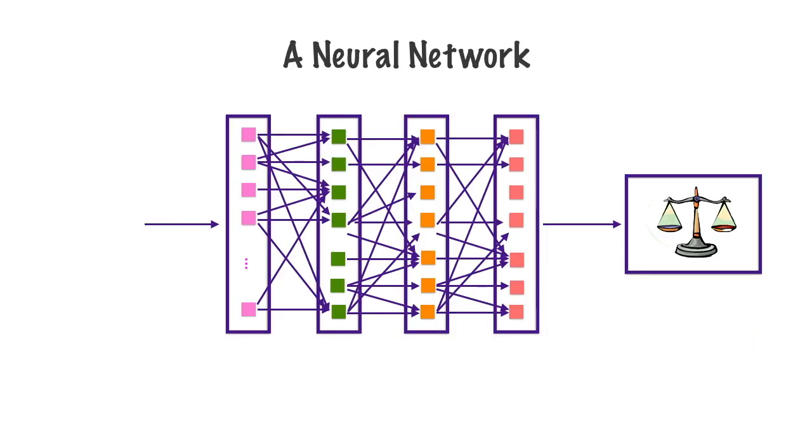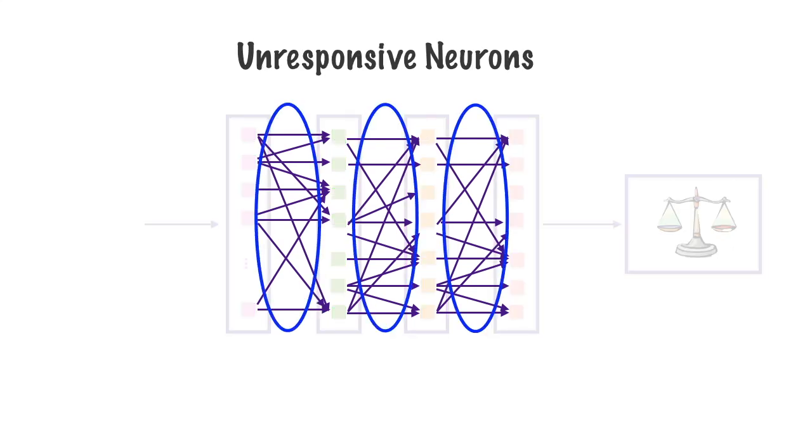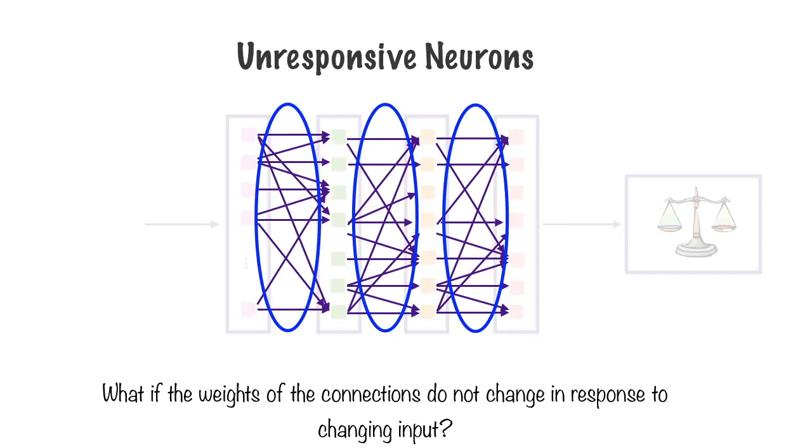Now, this is how a neural network looks. These are a number of neurons arranged in layers. Let's say you're in the process of training your neural network and you're hoping for great things from it, but you find that the weights of the connections do not change even when you vary the input. So you're constantly passing in new input instances, but the weights aren't getting tweaked. They kind of remain the same, they remain unresponsive to changing input.